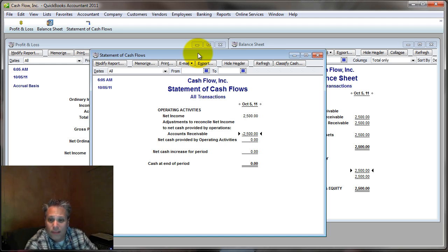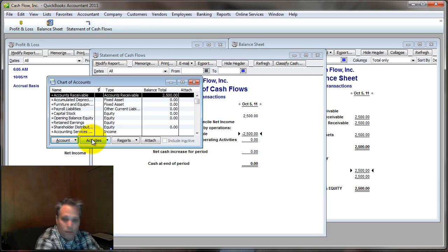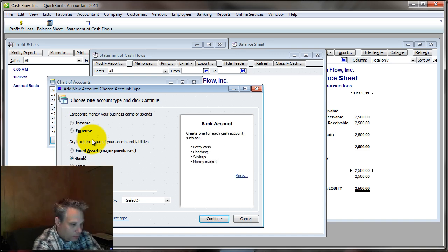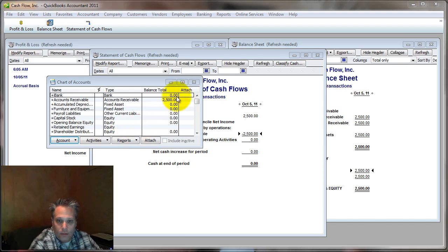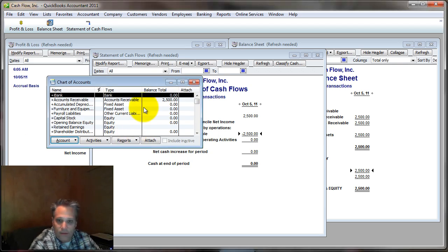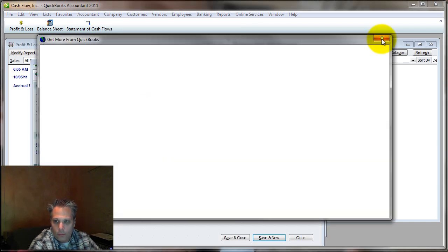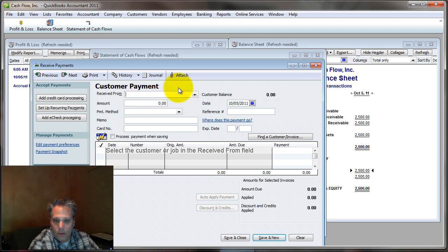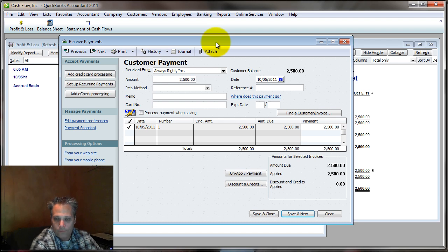So now let's go receive some money for this and see what that looks like. So the first thing I have to do is create a bank account real quick. So let me do that. Create the new bank account, iBank. So I have somewhere to put the money when I receive it. And now let's go to customers, receive payments. Where are you? And because this is a brand new company file, QuickBooks is forever trying to sell me stuff. So Always Right Incorporated pays us $2,500.